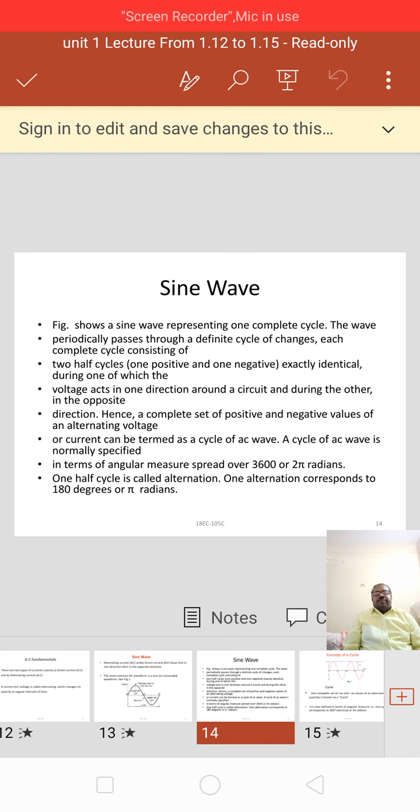Now, one half cycle is called an alternation, and the other half cycle consists of another alternation. One alternation corresponds to 180 degrees or pi radians. This is the concept of the sine wave. That is, when a small amount of energy changes from one way to the other, in a directive manner at specific intervals of time, it can be known as a sine wave.